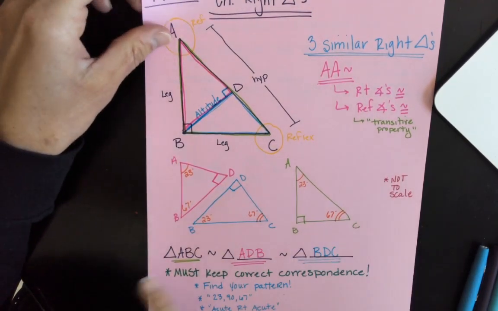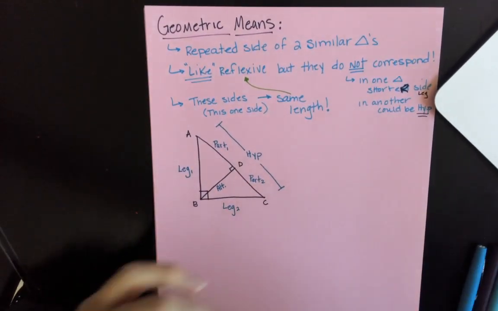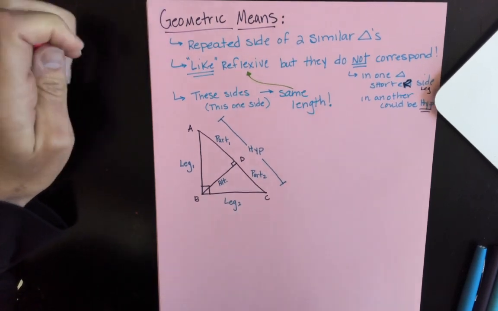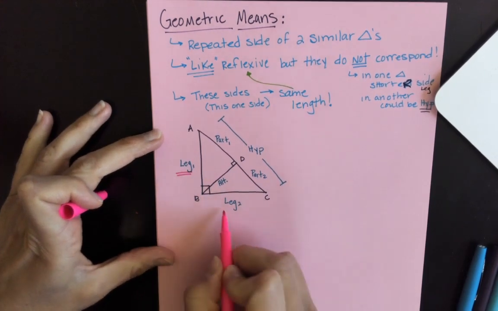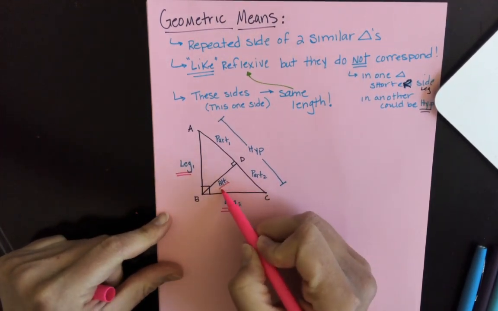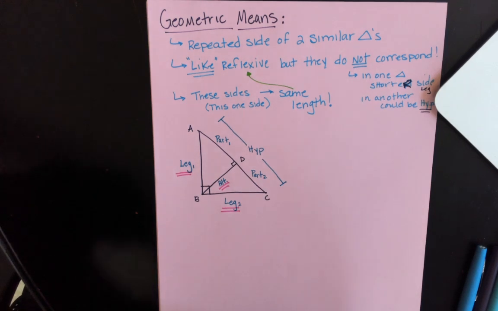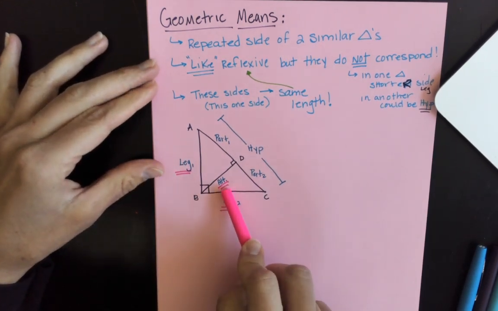So when you're looking at all of these, what you're going to find is that the ones that we will call our geometric mean are those repeated pieces. It is always the original leg and the altitude.